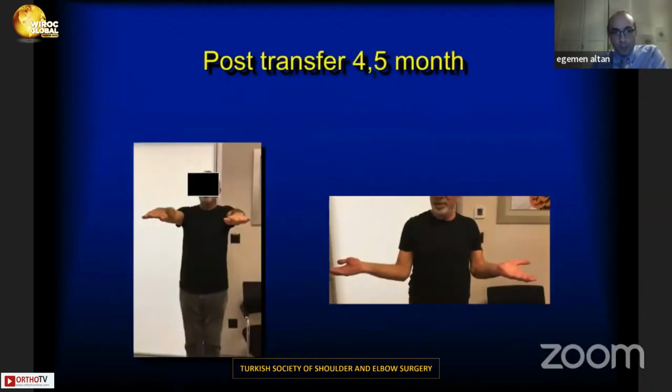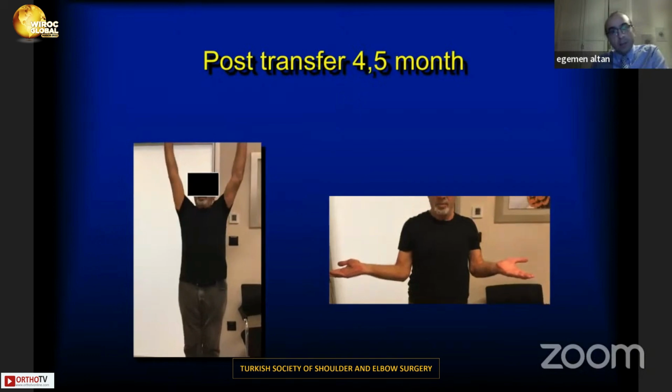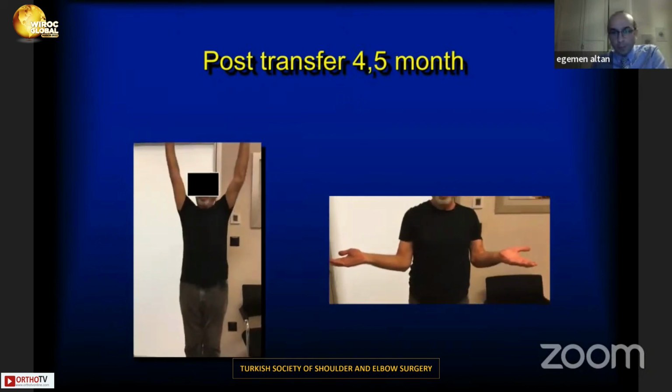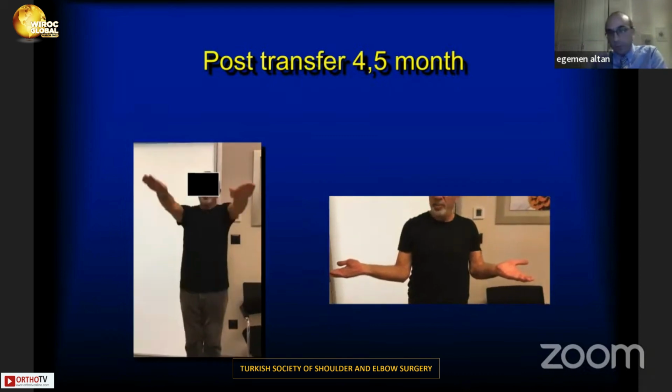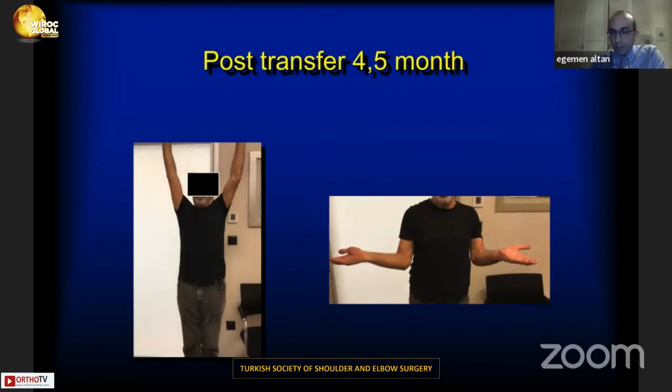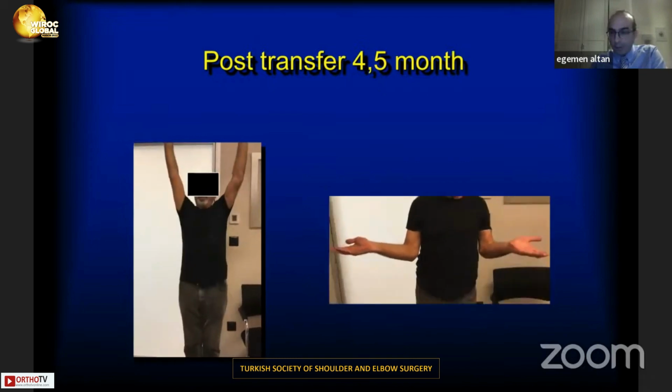This is the post-transfer, latissimus transfer, 4.5 months. As you see here, he has a supple range of motion with full abduction, and he has no external rotation lag sign here.